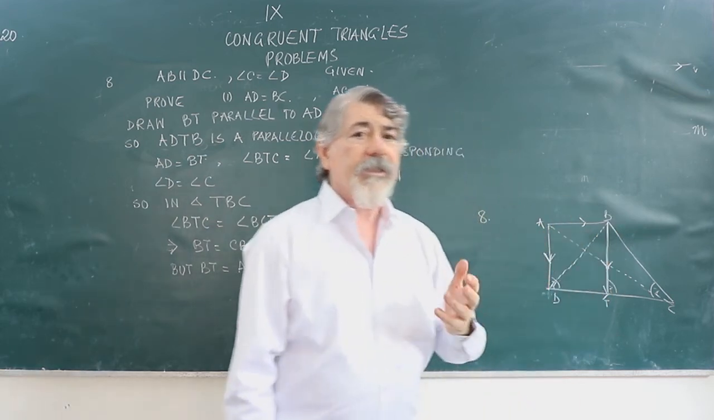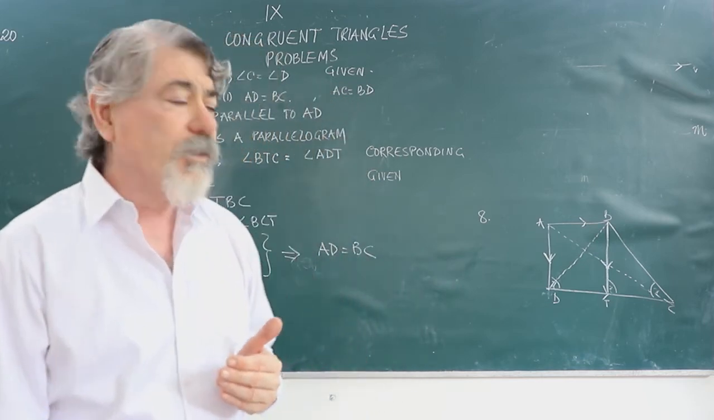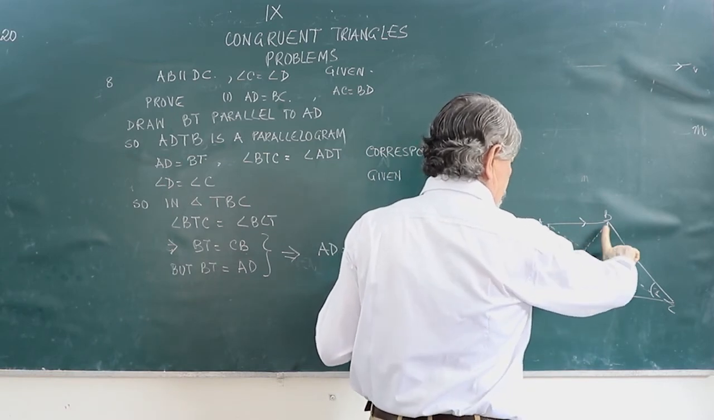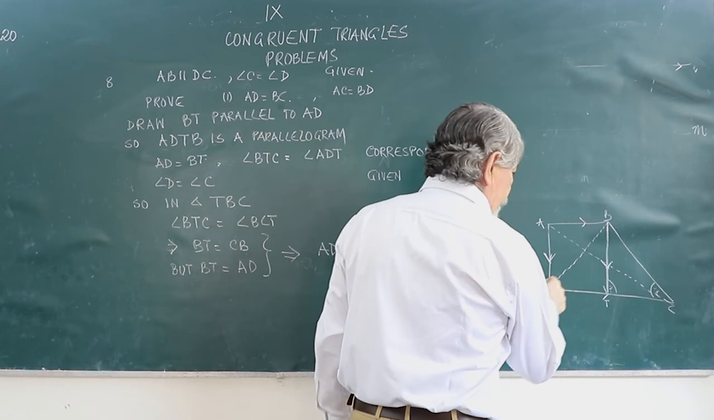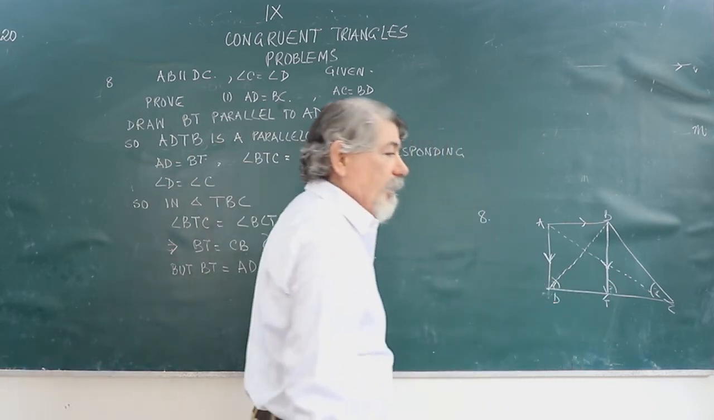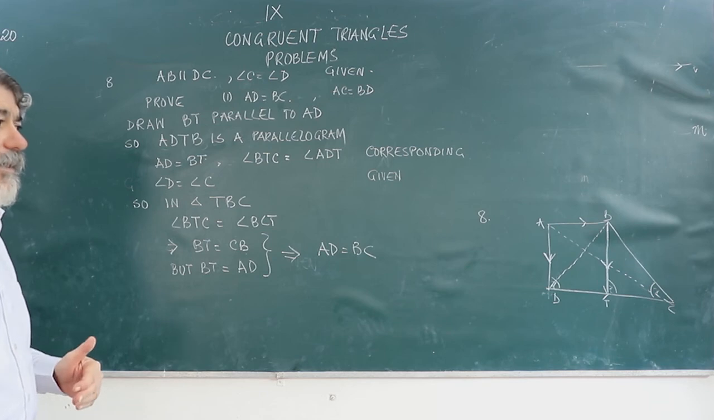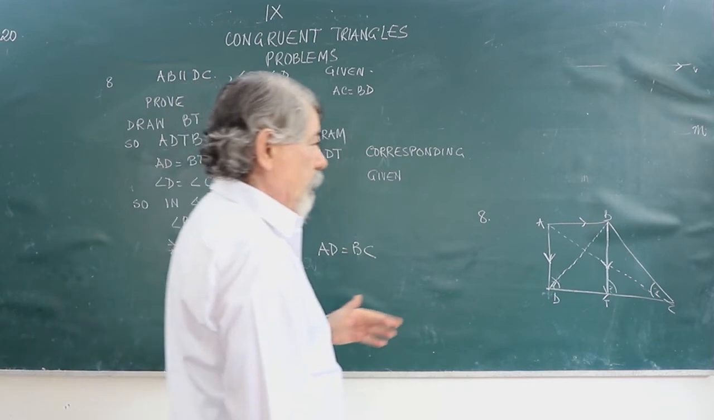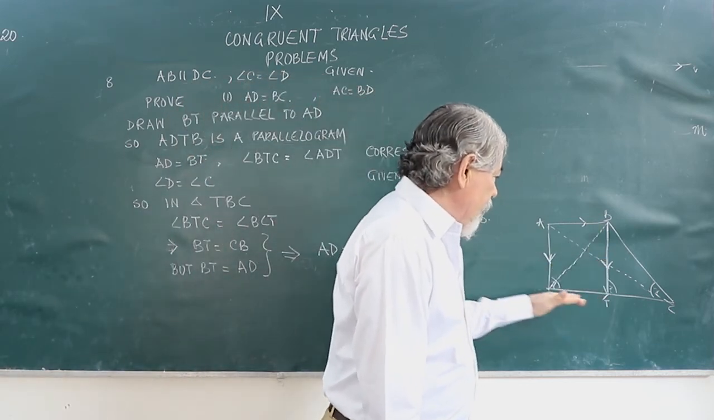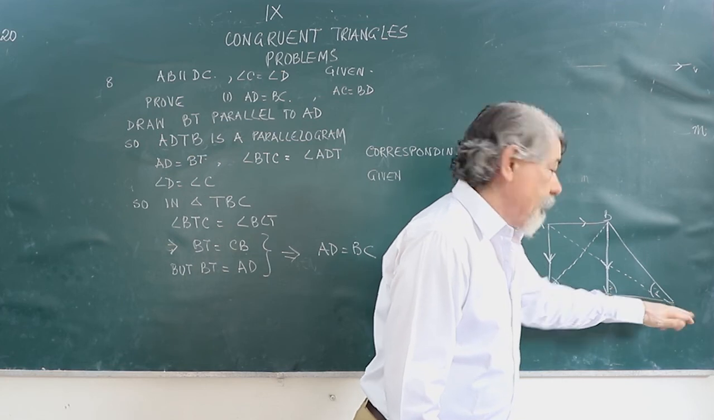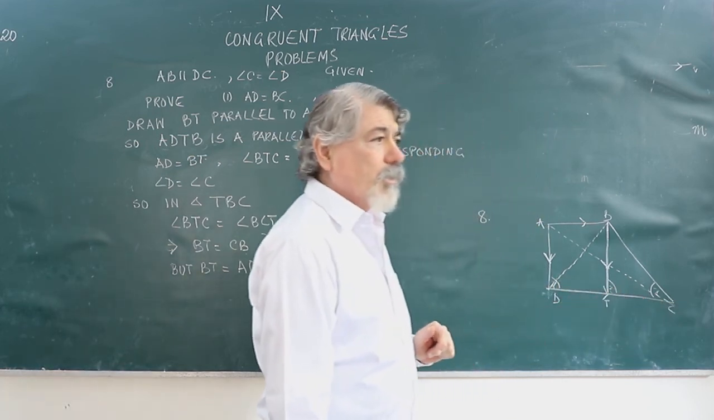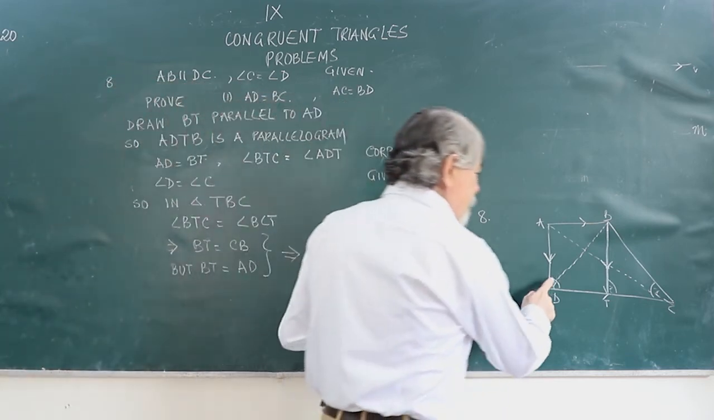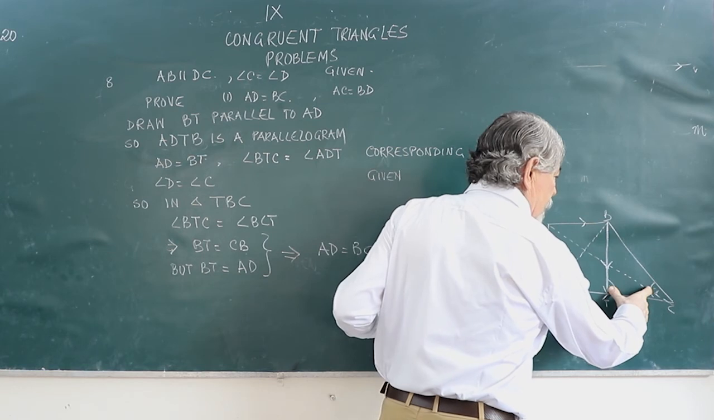Because already this side was given parallel to this, we drew a line parallel to this line, so this became a parallelogram. In the parallelogram, opposite sides are equal and parallel. So we will say AD is equal to BT. Then we said this angle will be equal to this angle. Why? These are corresponding angles. If lines are parallel and a third line cuts them, then the corresponding angles are equal. AD and BT were parallel and this line was cutting them. One interior, one exterior, corresponding angle. And this angle was equal to this angle, so these two angles are equal.